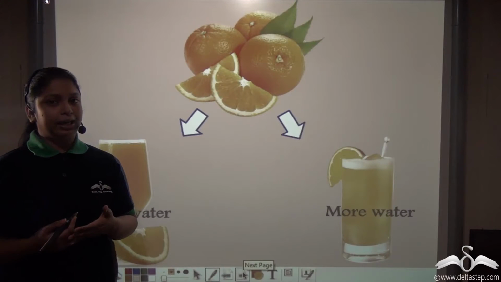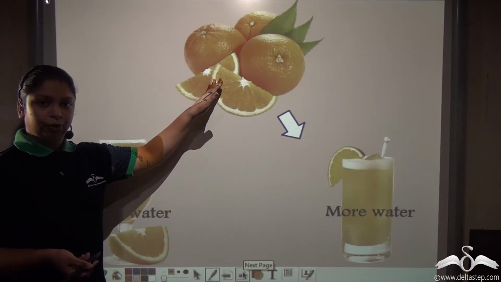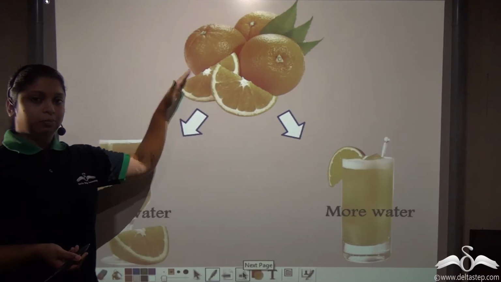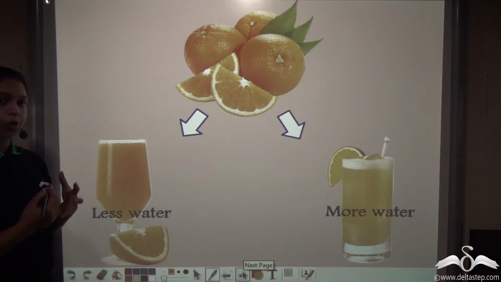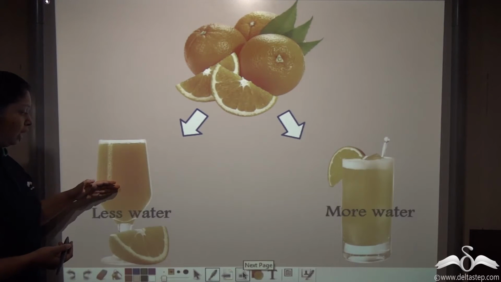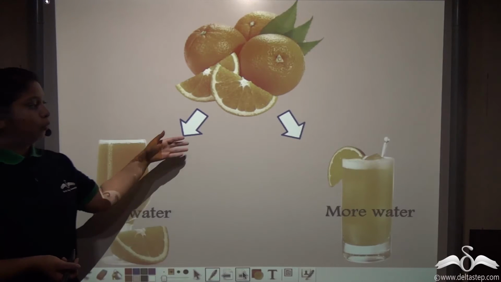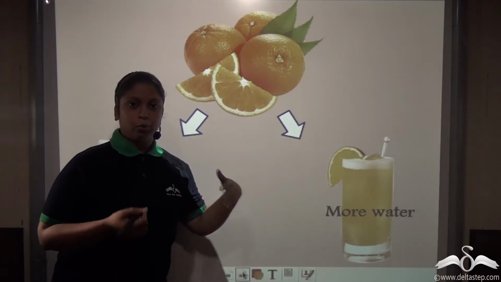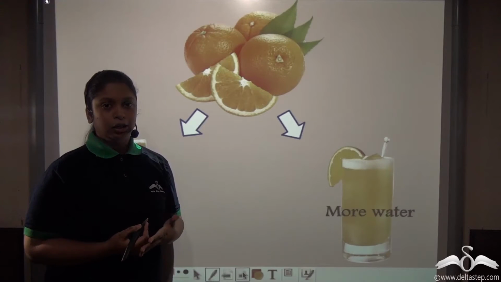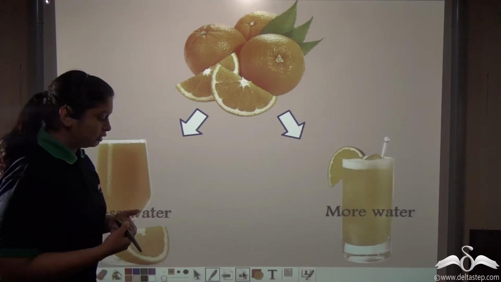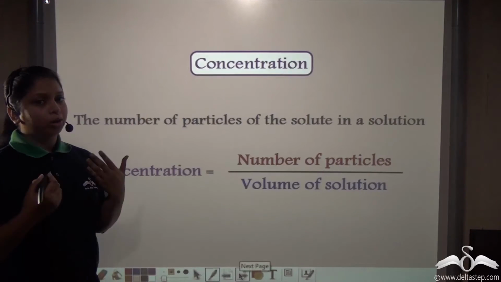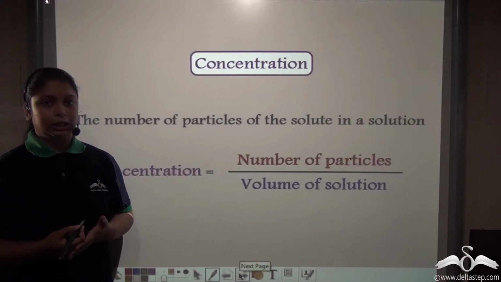So she realized that when the same fruit, that is orange, is made into juice and less water is mixed, what you get is a concentrated or very sweet juice. Or when you mix more water to it, what you get is a dilute one or a less sweet juice. So, what is concentrated and what is dilute?